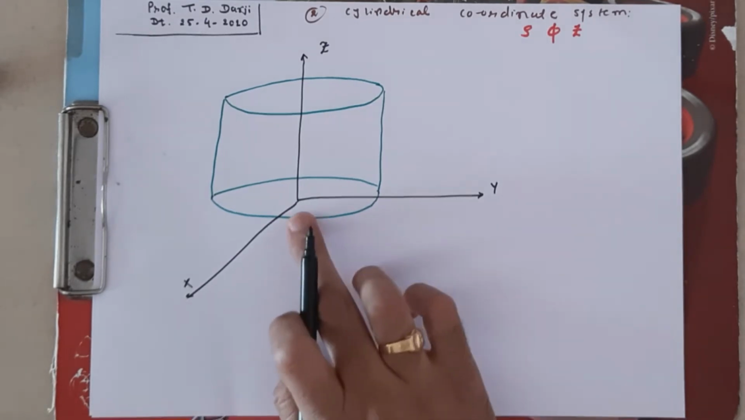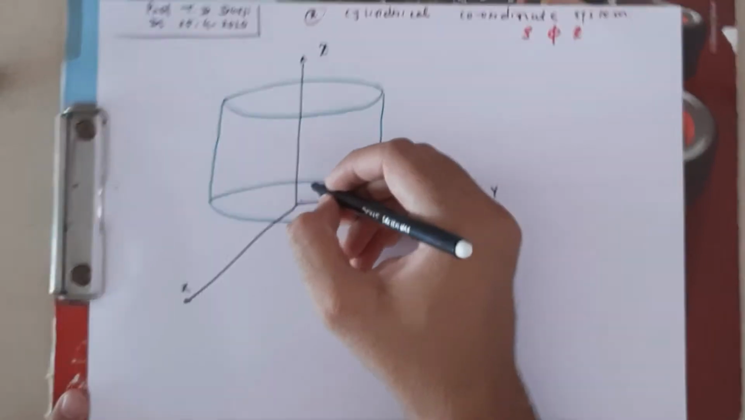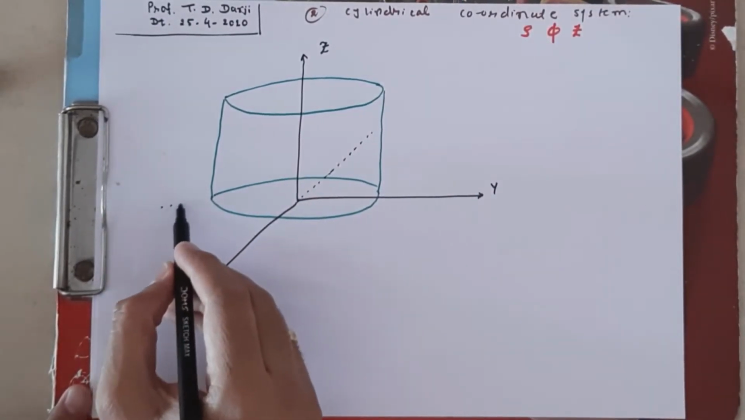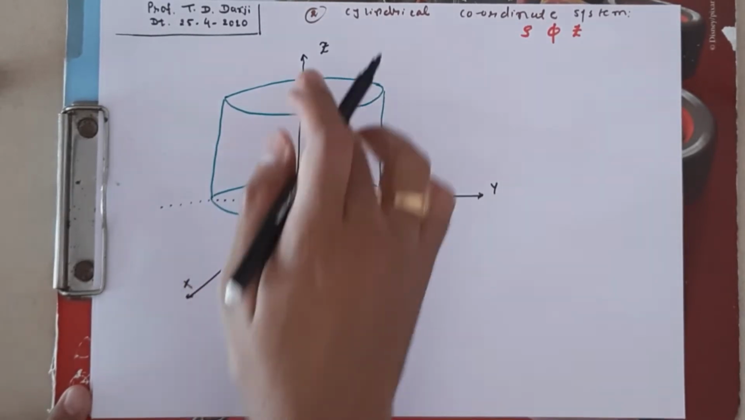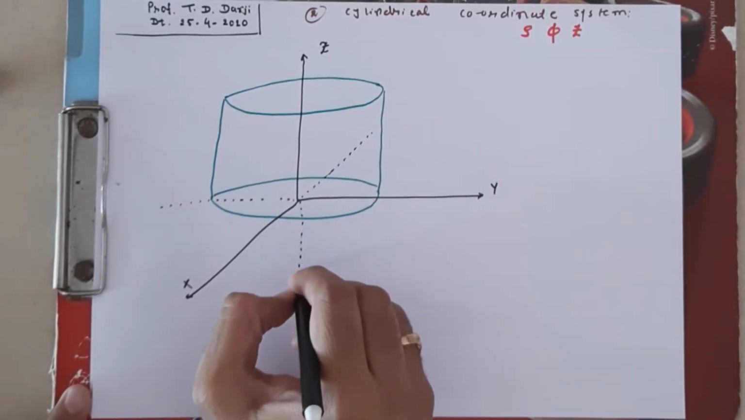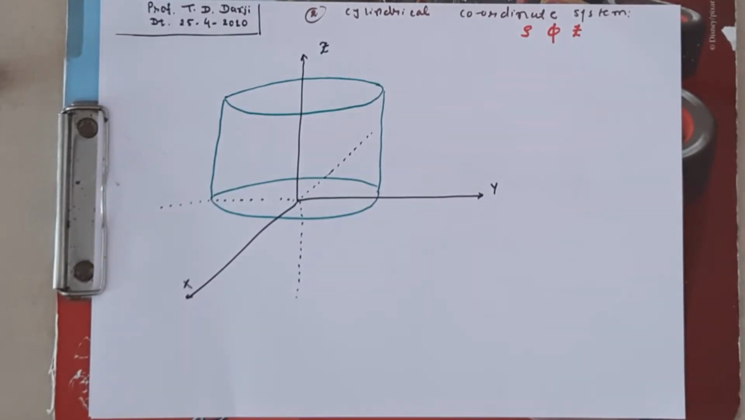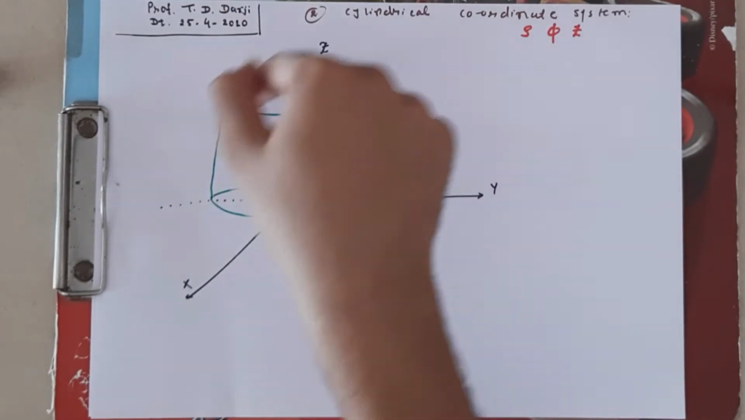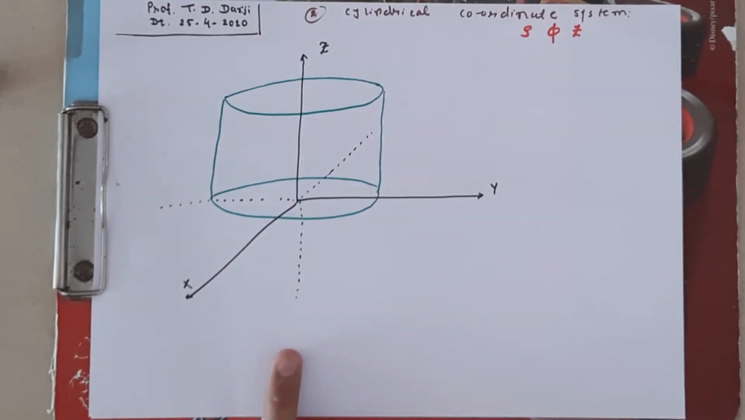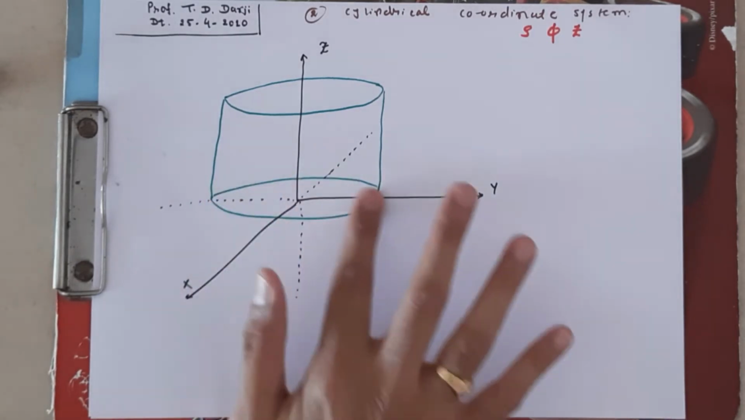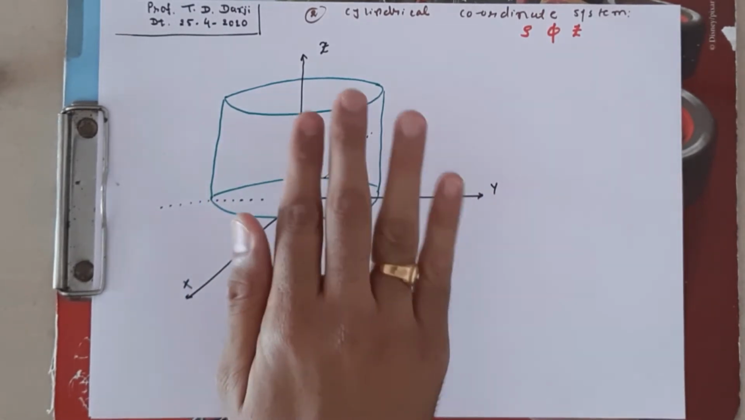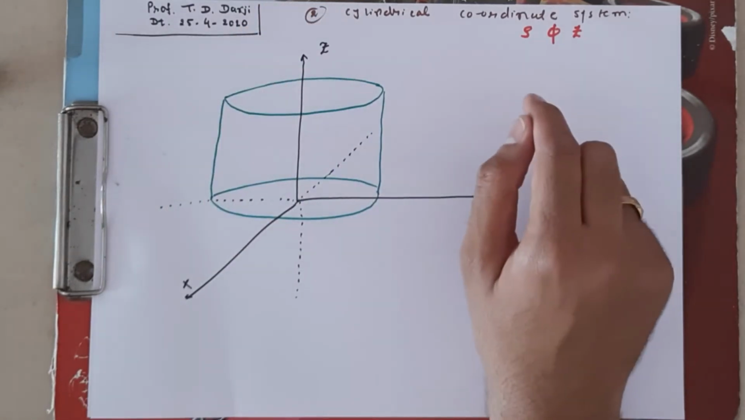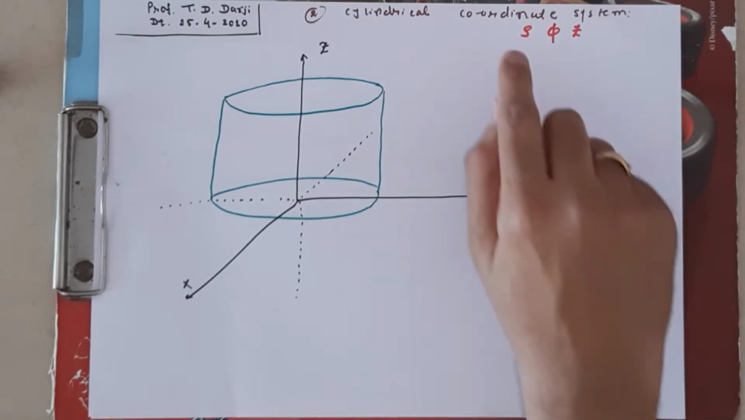So this one is the positive x-axis, this one is my negative x-axis, this is the positive y-axis, this is my negative y-axis, the positive z-axis, and the negative z-axis. Now if I see this cylinder from the top side, it looks like a circle. Similarly, if I look at the cylinder from the bottom side, it looks like a circle. And if I see the cylinder from the side, it looks like a rectangle.